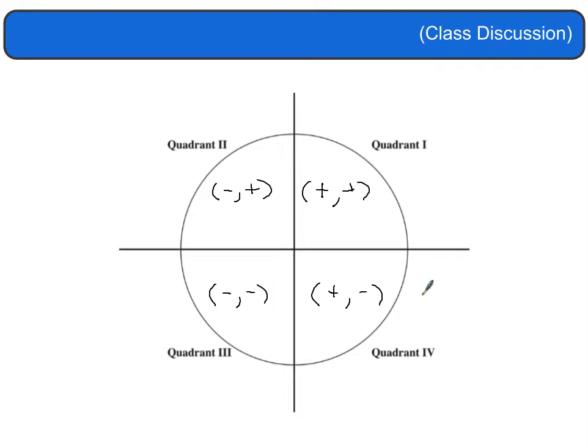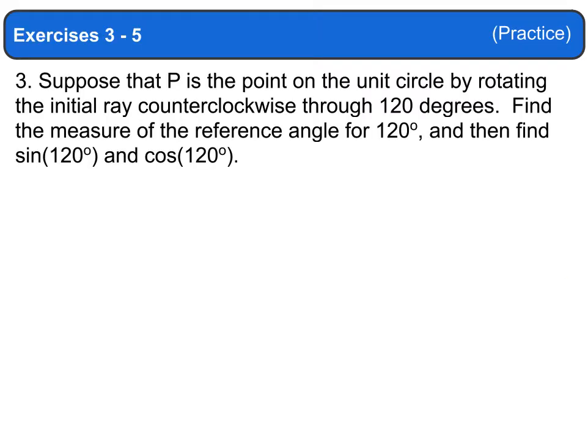So all my sine values over here would be positive. All my cosines would be positive. Over here, my cosines would be negative, and my sines would be positive. And then that continues to work itself around as we go through. So that leaves us with just a few exercises to take a look at.